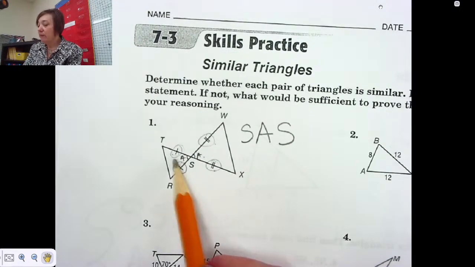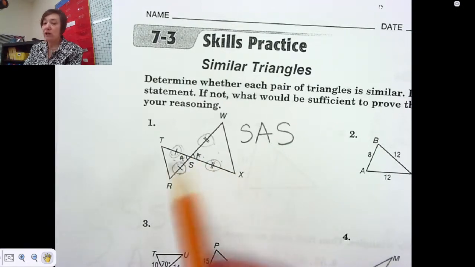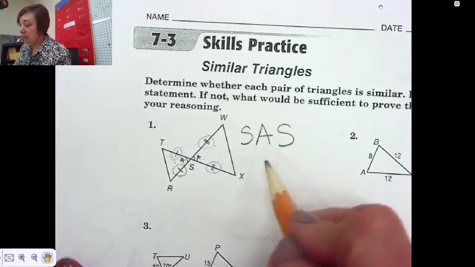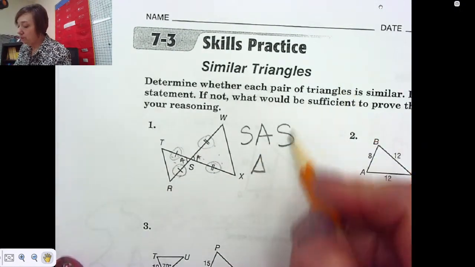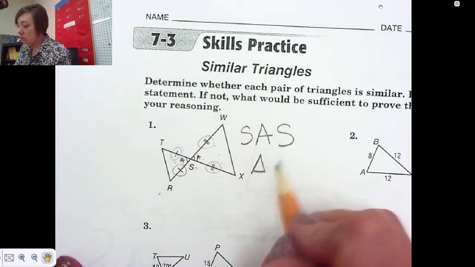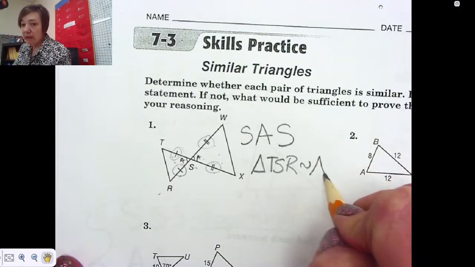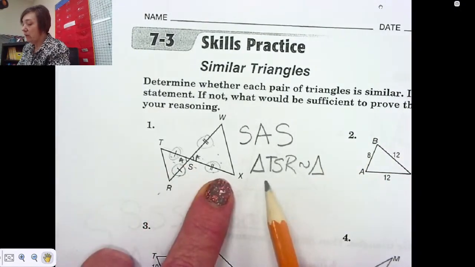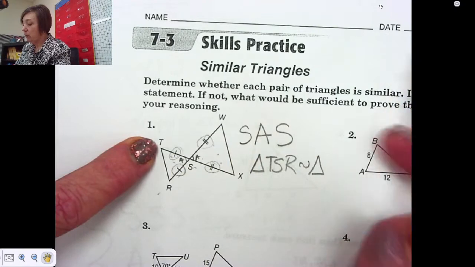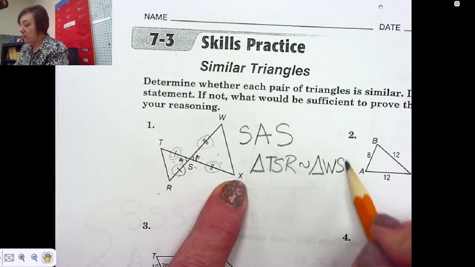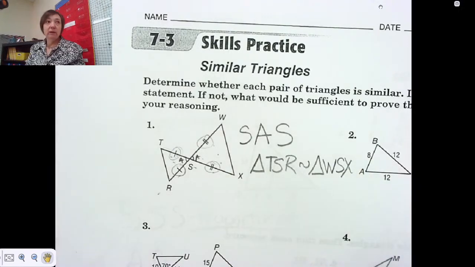So based on that information, we know these two triangles are similar. And if we were going to write a triangle similarity statement, we would say triangle TSR is similar to triangle, and then we match up the angles. So if we're doing T, we would do W, then S would go with S, and then X would go with R, right? Y'all with me?